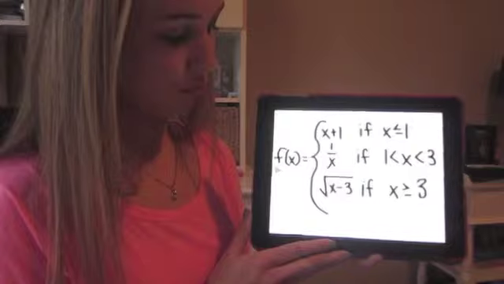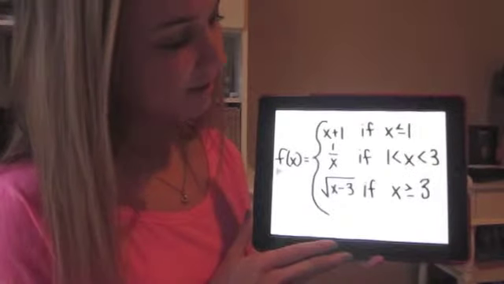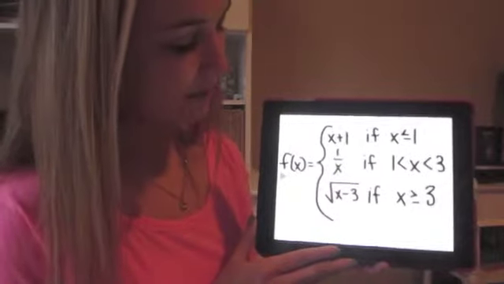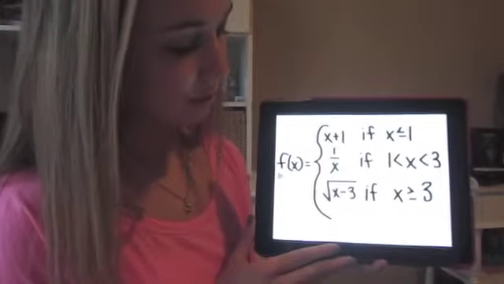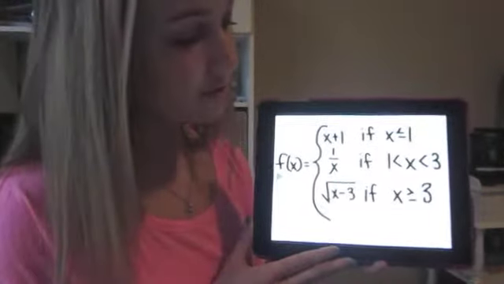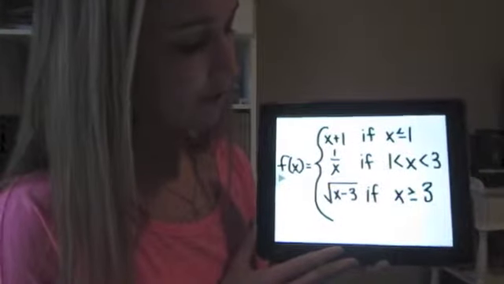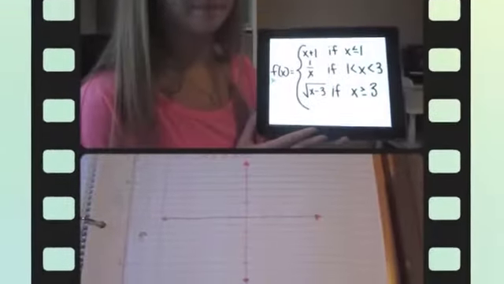f of x equals x plus 1 if x is less than or equal to 1. f of x equals 1 over x if x is greater than 1 but less than 3. When x is greater than or equal to 3, f of x is the square root of x minus 3.